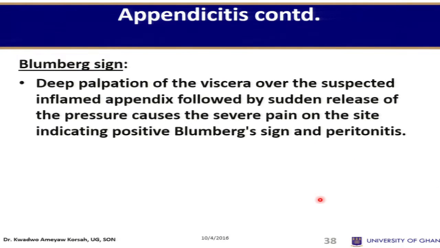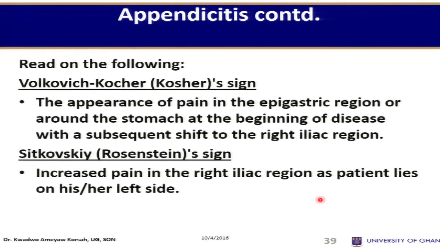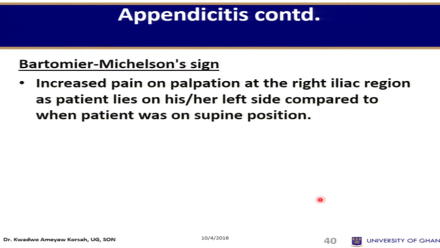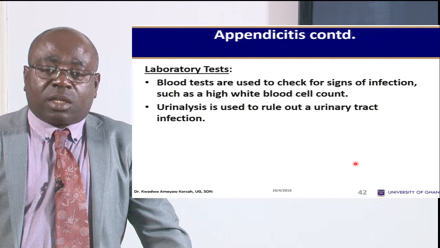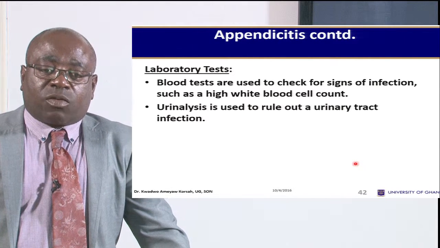We have the Blumberg sign, which we have already looked at. So I want you to read on the following. You have the cautious sign. We have the resistance sign. These are all signs used to diagnose what we call the appendicitis patient. And then we have the Bartholomew Michelson's sign, and we can also have the obturator sign. I've provided the notes, but you have done all these things already, so later you can take your time and go through as part of your physical assessment.